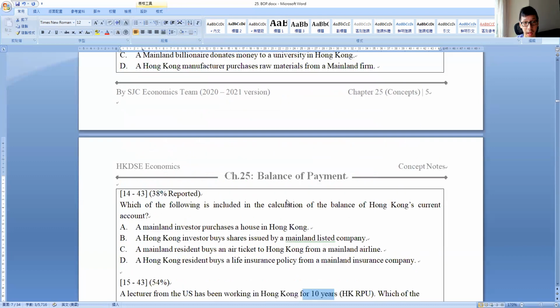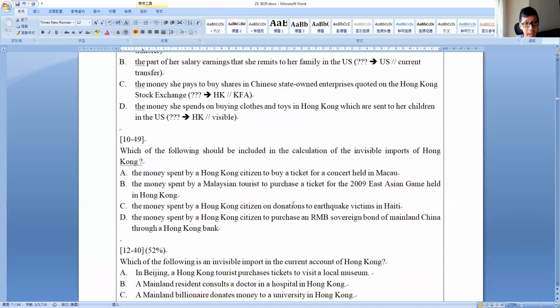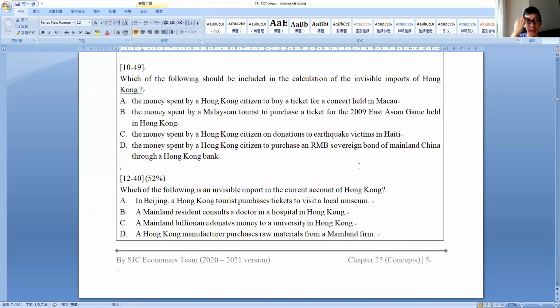Alright，好啦，翻轉頭啦。Let's go back to the previous page and look at question 2010, question 49. Okay, 好啦，now which of the following should be included in the calculation of invisible import? 嗱，點解次次都問 invisible import 我都唔知，係咪？嗱，the money spent by a Hong Kong citizen buying a ticket at a concert held in Macau. So Hong Kong giving money to Macau.